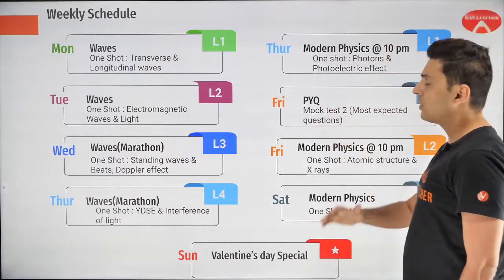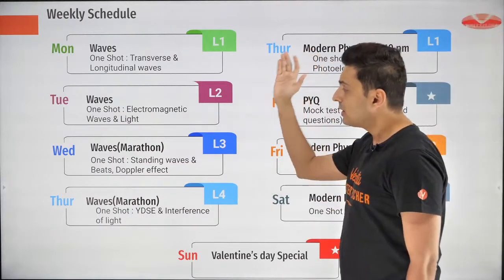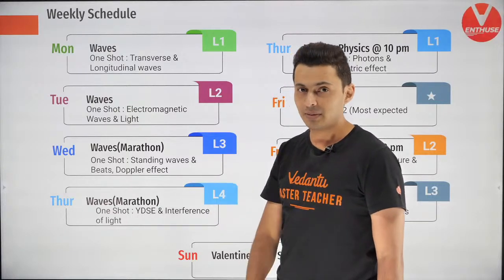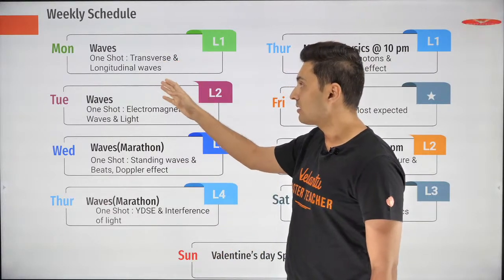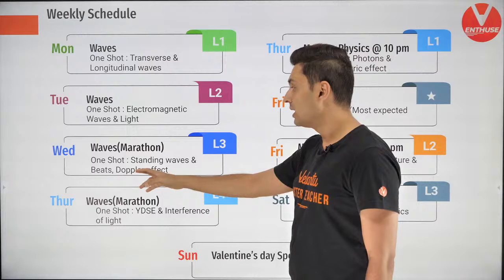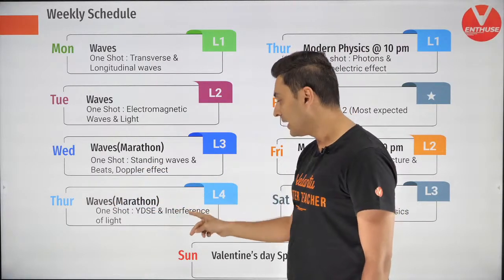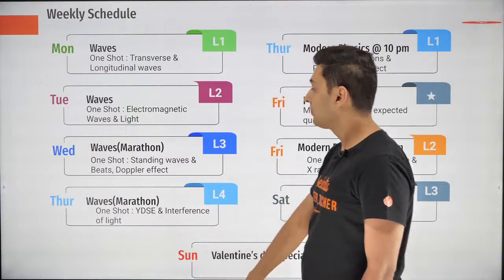Now, in case you have missed any of these classes on waves, please go ahead, check out the playlist, check out the past videos, you will find it there. Waves, we started with transverse, longitudinal, then electromagnetic. Yesterday we did standing waves, Doppler effect, beats. Today we are going to do YDSE, interference and diffraction.